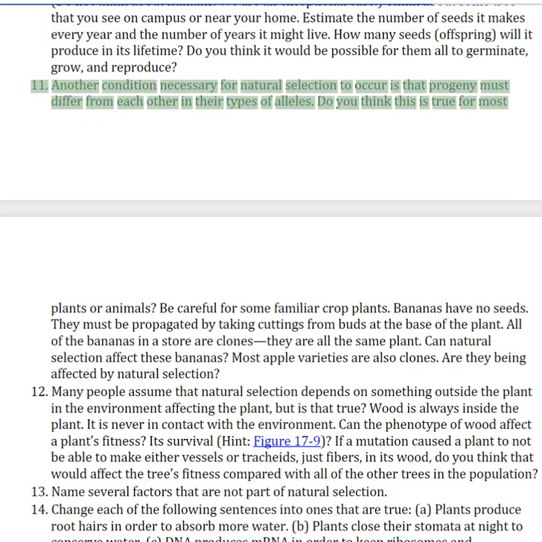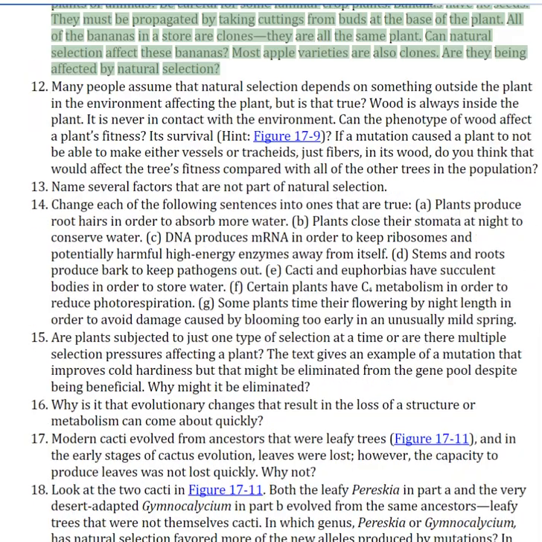11. Another condition necessary for natural selection to occur is that progeny must differ from each other in their types of alleles. Do you think this is true for most plants or animals? Be careful for some familiar crop plants.